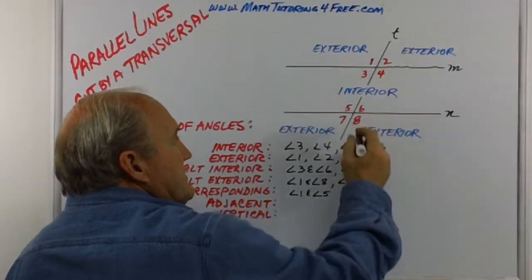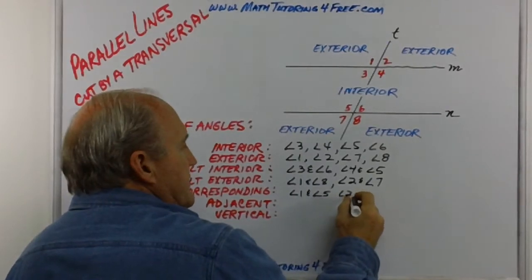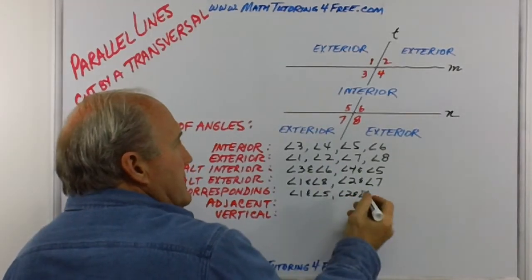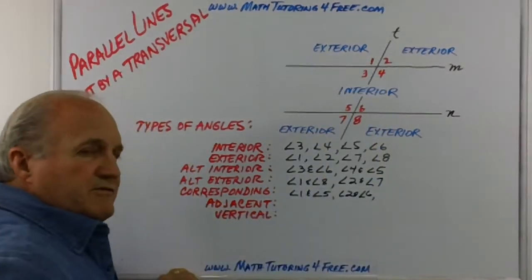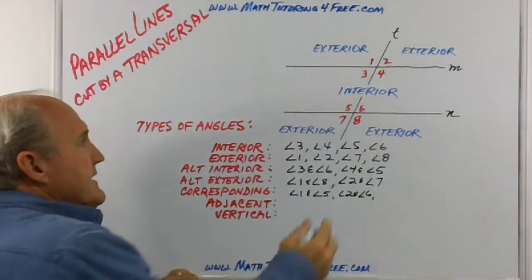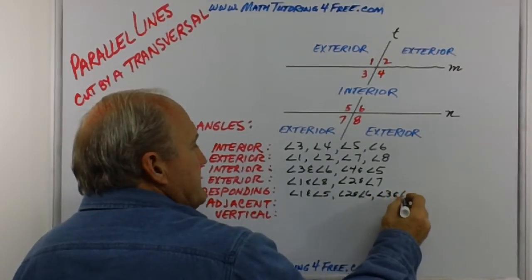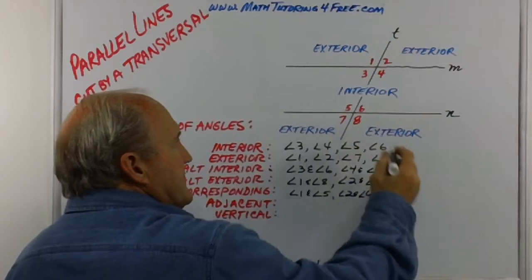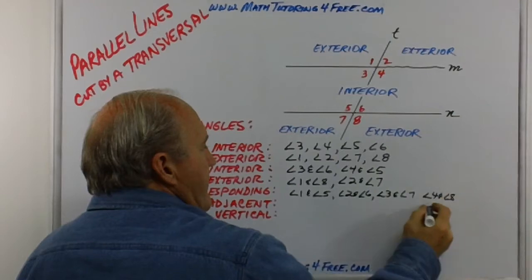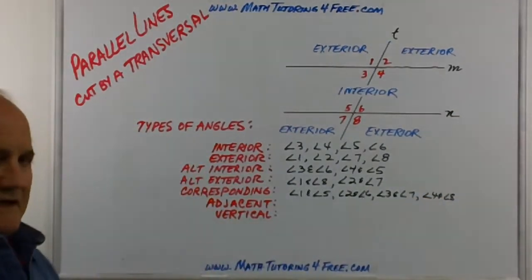Corresponding angle to 2 would be 6. So angle 2 and angle 6 would be a pair of corresponding angles. What corresponds to 3? Well, it's in the lower left-hand side, corresponding with 7. So angles 3 and 7 would be corresponding, as would angles 4 and 8. Okay? And lastly, we have adjacent angles.